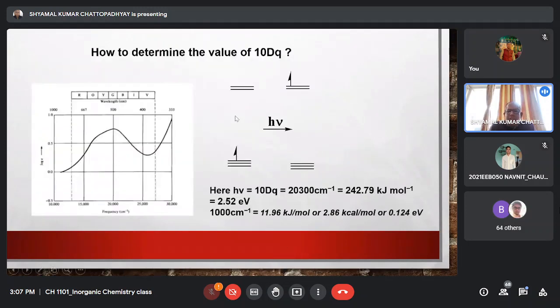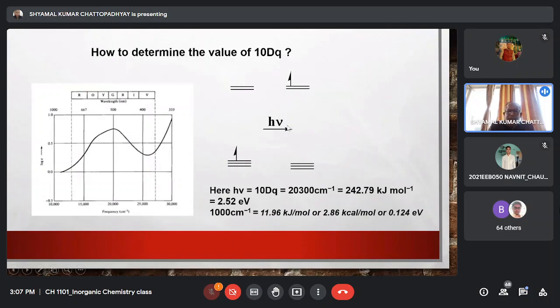And this is shown in this picture. Suppose we have the simplest of the system. We have a D1 system, right? So in the D1 system, this is the T2G orbital, this is the E orbitals, and in the ground state, the only one electron that is there in the system is occupying one of the T2G orbitals.